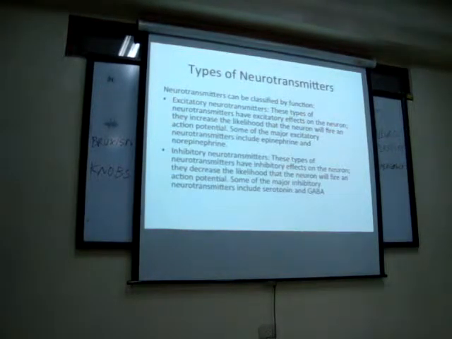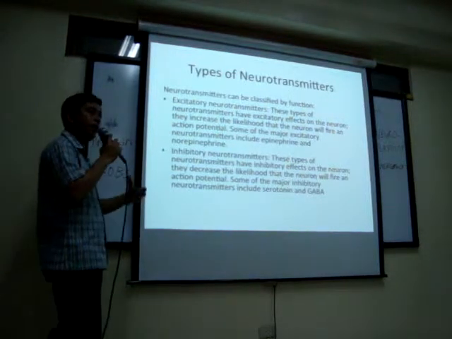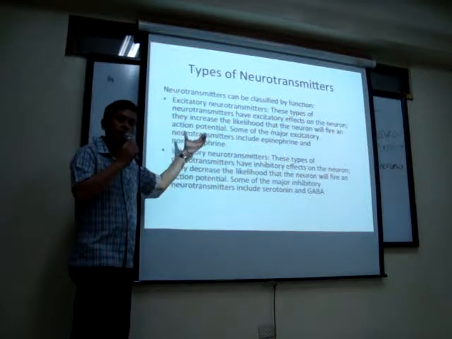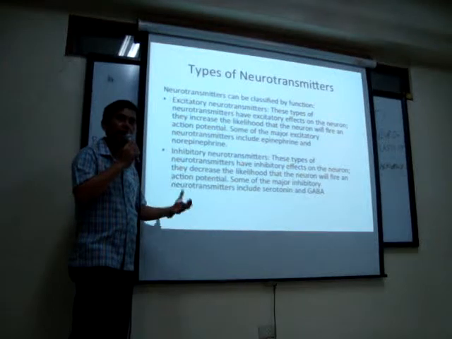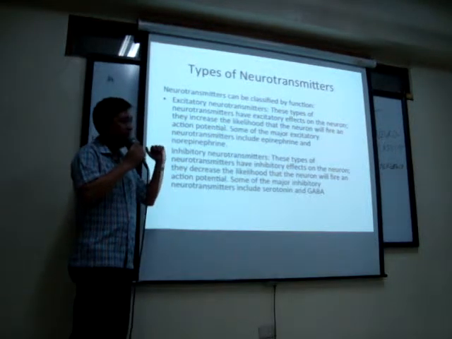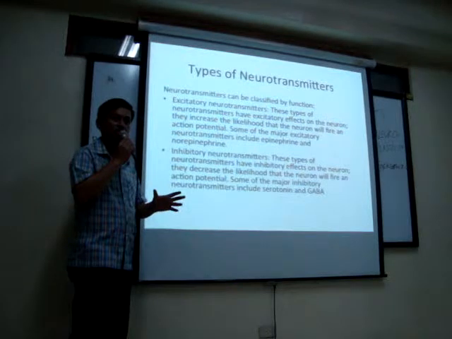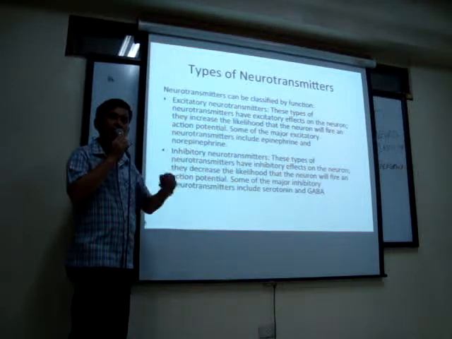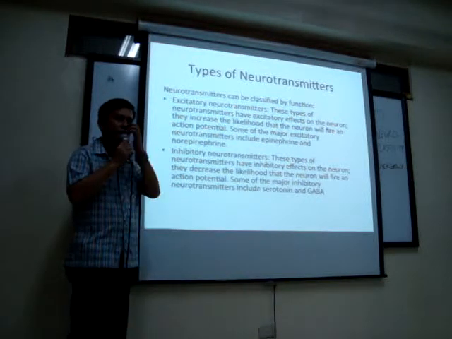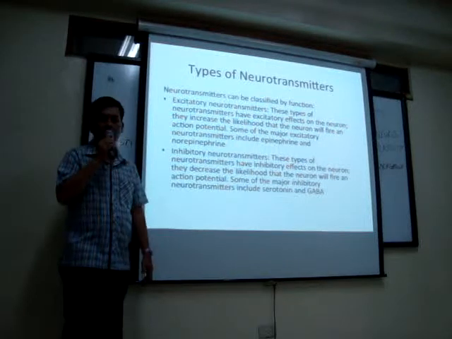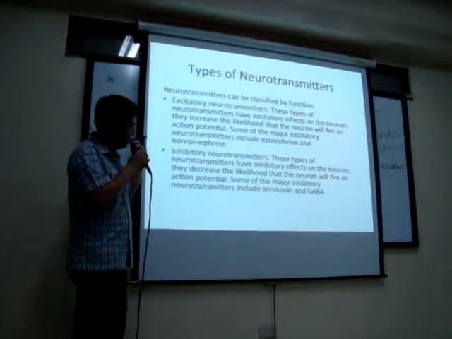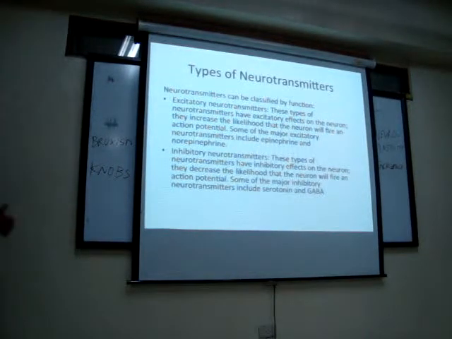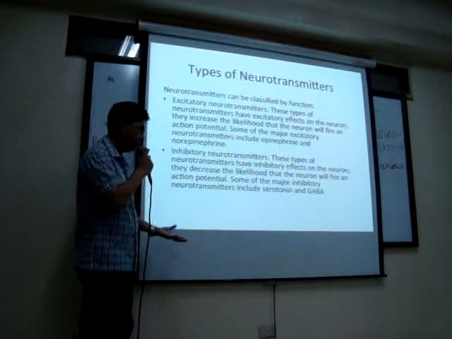Now, inhibitory neurotransmitters are the ones that inhibit a neuron. Excitatory neurotransmitters excite the neuron, increasing the likelihood of an action potential. They don't automatically cause an action potential. Please note this. They increase the likelihood that an action potential will occur. And you might be wondering, what's that? And I'll explain that a bit later. Okay? For the inhibitory neurotransmitters, these are the ones that decrease the likelihood of an action potential to fire.